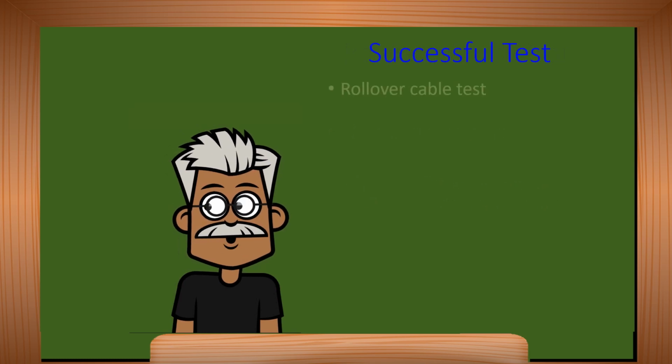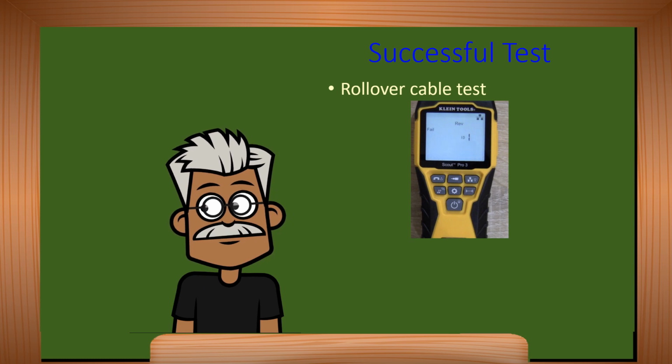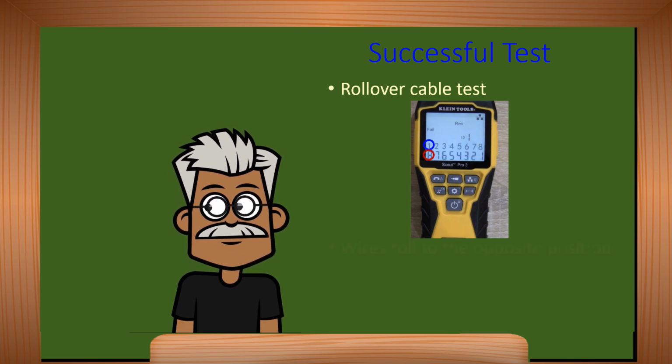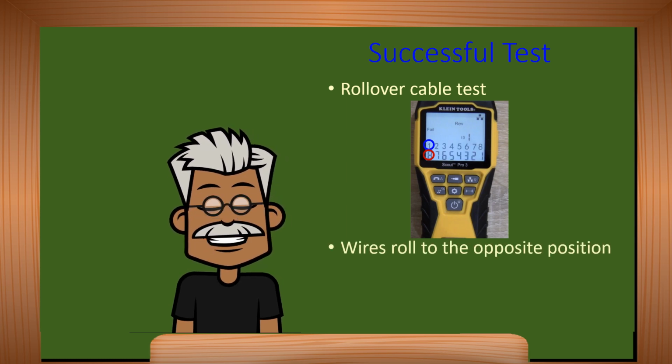Here is a video of a rollover cable test. Do the pairs of numbers you wrote down match the test? You should have predicted that position 1 goes to position 8, then 2 goes to 7, 3 to 6, 4 to 5, and so on.